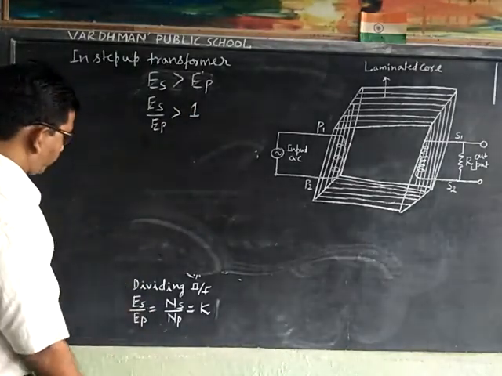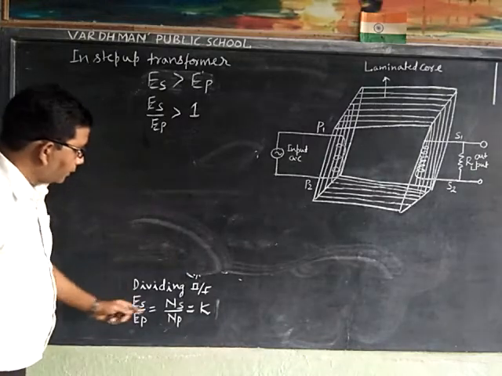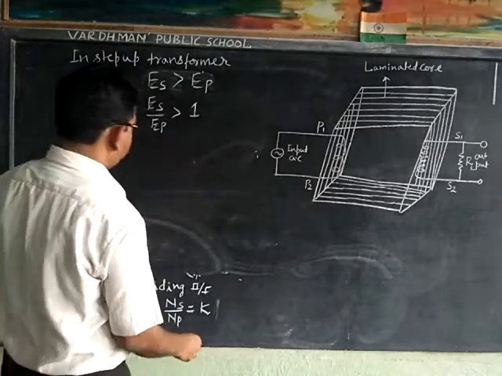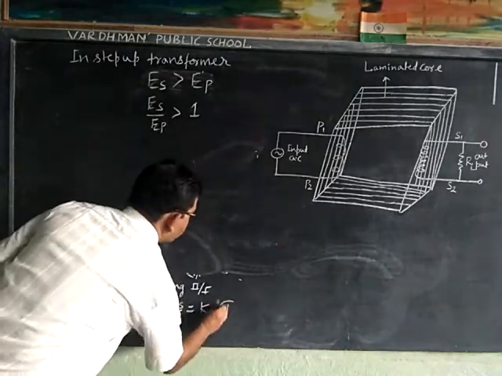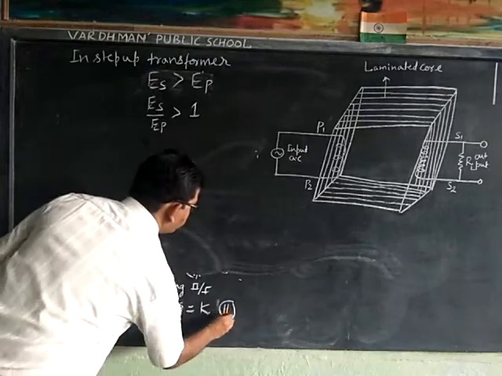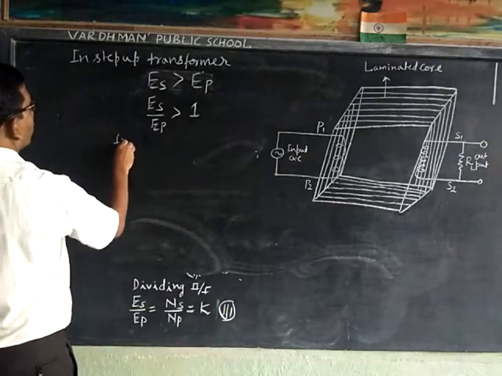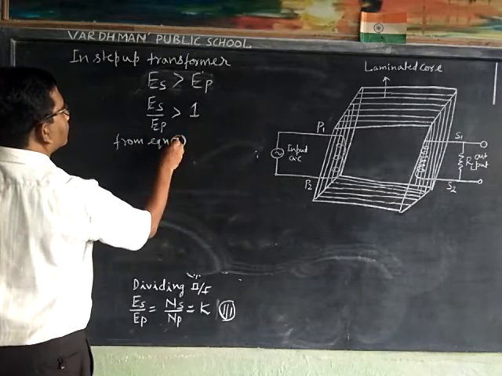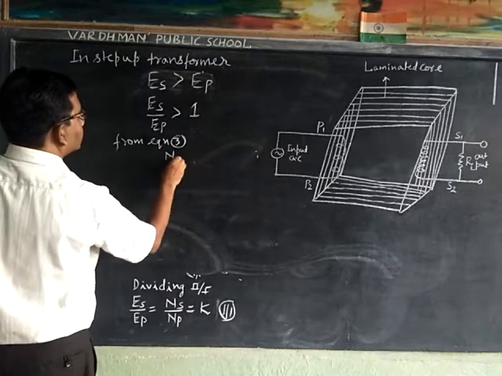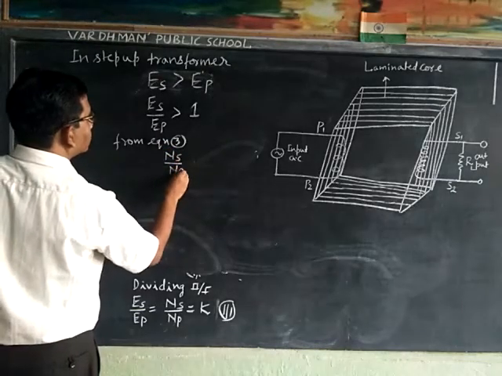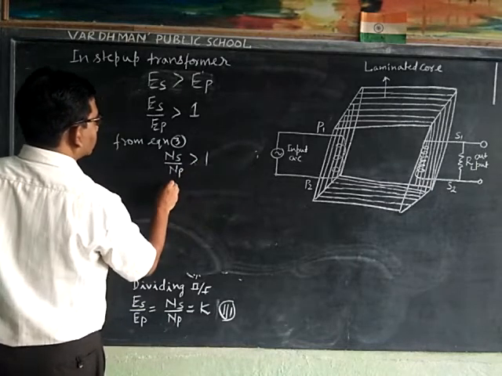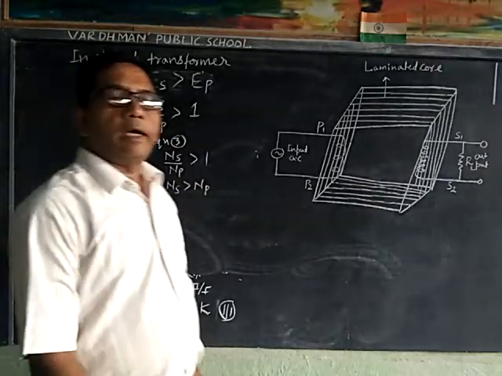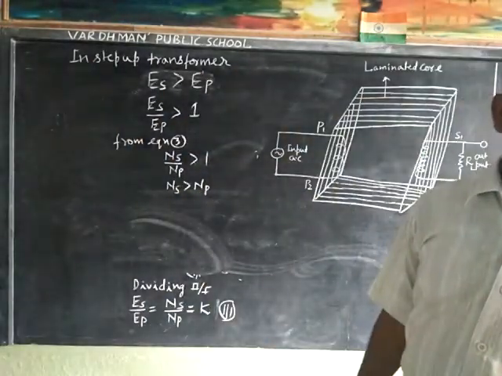Then from the first equation, ES upon EP is greater than 1, then NS upon NP is also greater than 1. Suppose this is my first equation. From the third equation, NS upon NP is greater than 1, that is, NS is greater than NP.